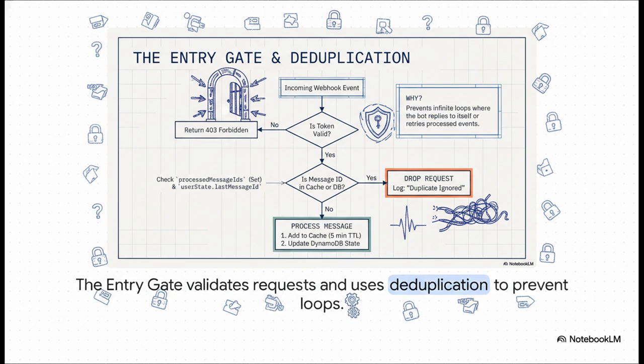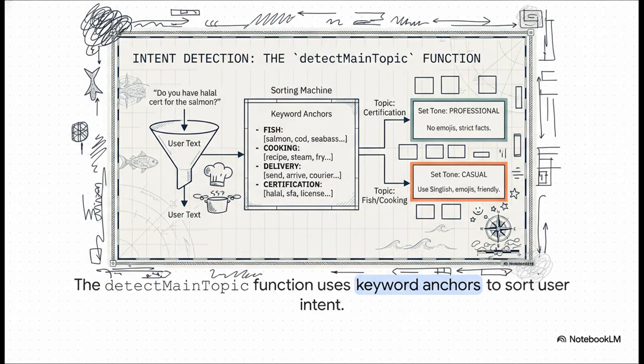The system checks the message ID to make sure it hasn't seen it before. Why is this so important? Well, it prevents the bot from replying to its own messages, which would create these crazy, expensive, infinite loops. Nobody wants that. Once a message is validated, it gets handed off to a function called detectMainTopic.